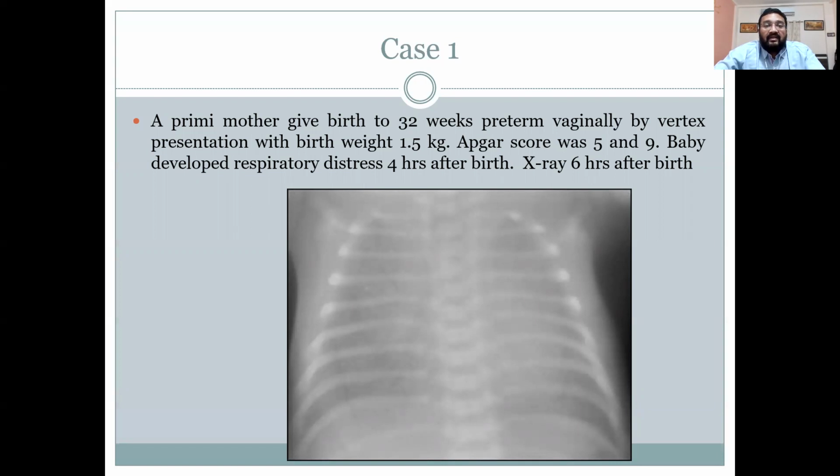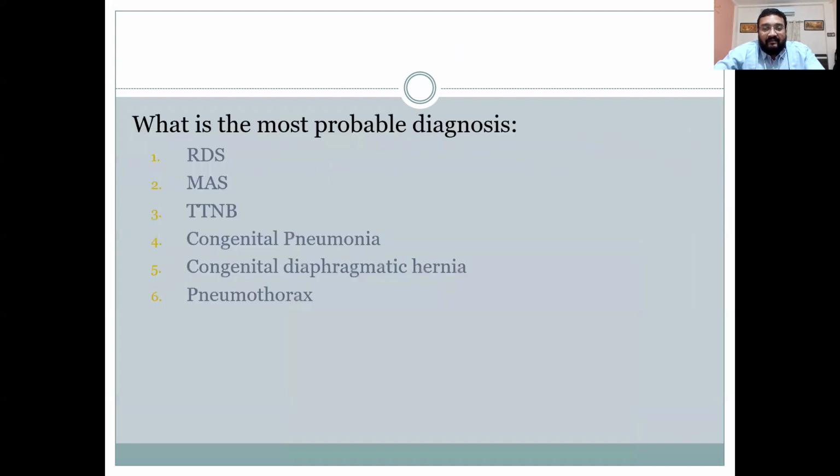Baby is born to a primary mother at 32 weeks of gestation. That is, baby is born preterm with birth weight of 1.5 kg. That is, birth weight of the baby is also very low as compared to the normal birth weight babies. Though the Apgar score was okay, it was 5 and 9, and onset of respiratory distress was seen within first 6 hours of life. So, onset of respiratory distress within first 6 hours of life, who is born preterm with low birth weight, and X-ray is showing reticulogranular pattern.